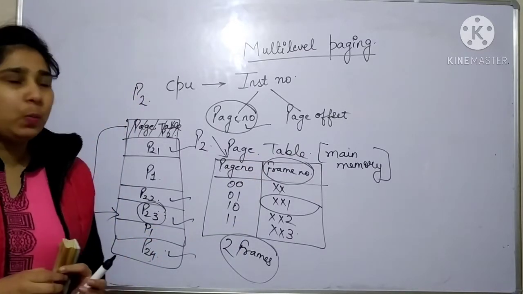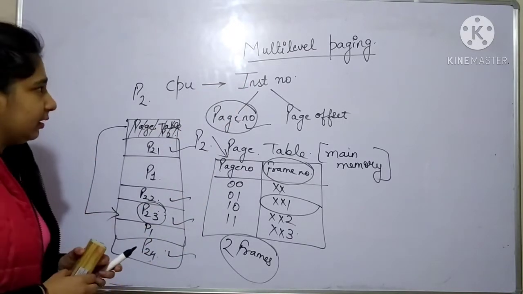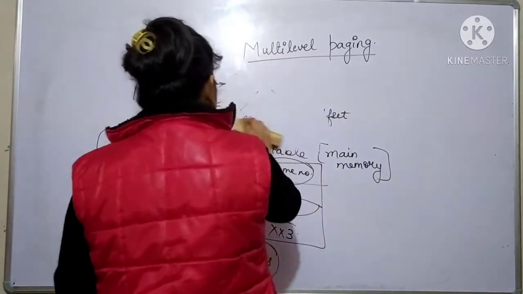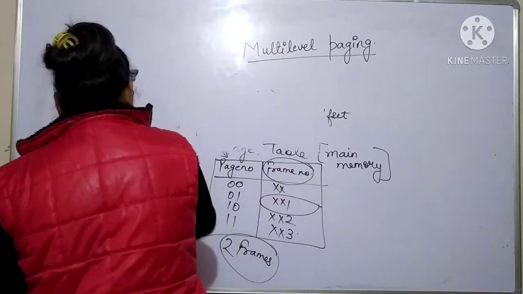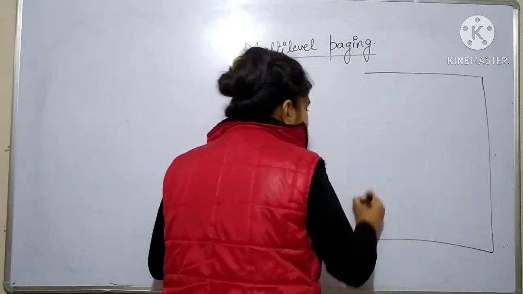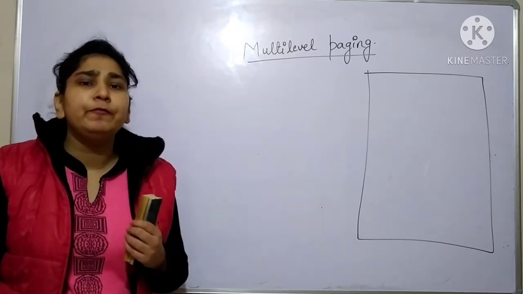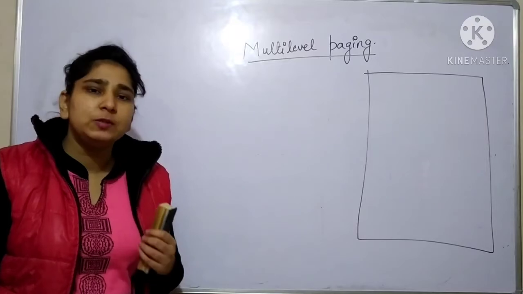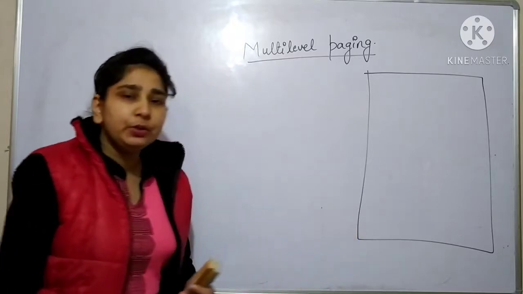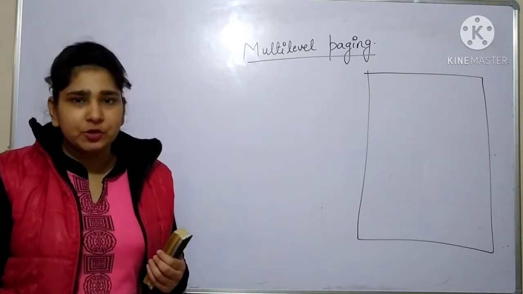Now let me tell you the meaning of multi-level paging and why it is important. Let's suppose I have a process P1, and there are 64 instructions present in process P1. I have divided my 64 instructions into 16 pages. Each page has 4 instructions.